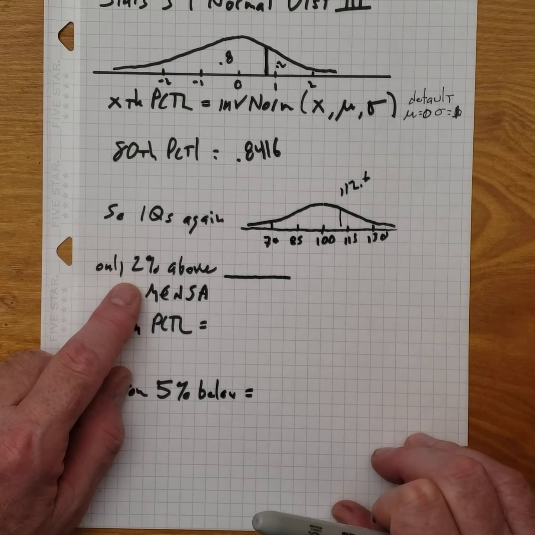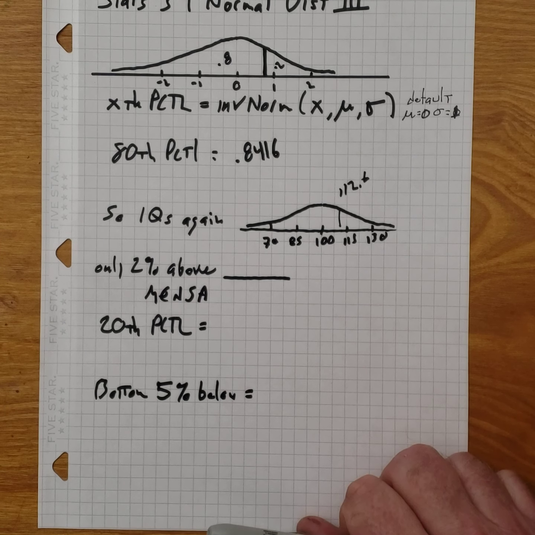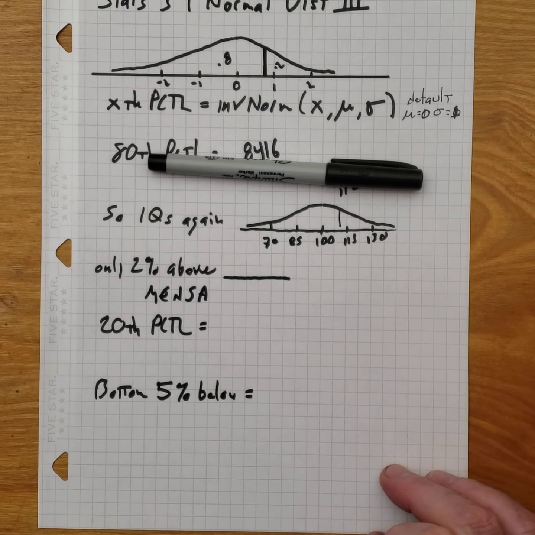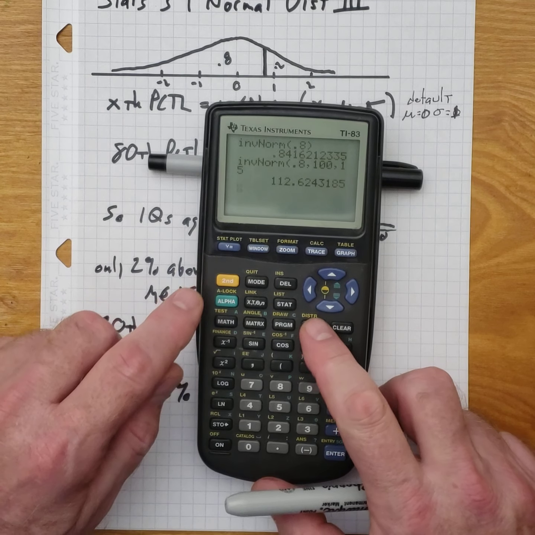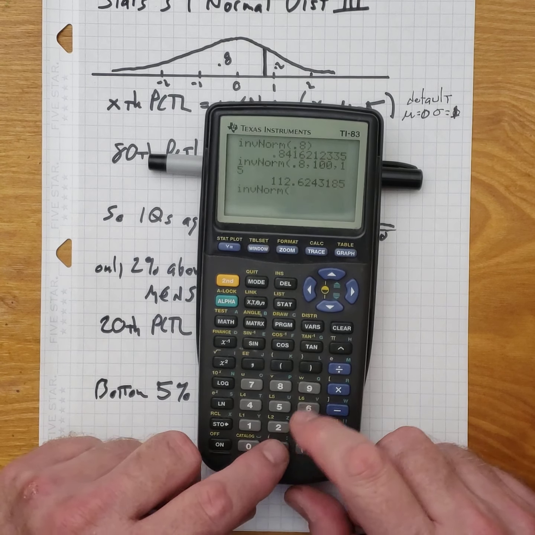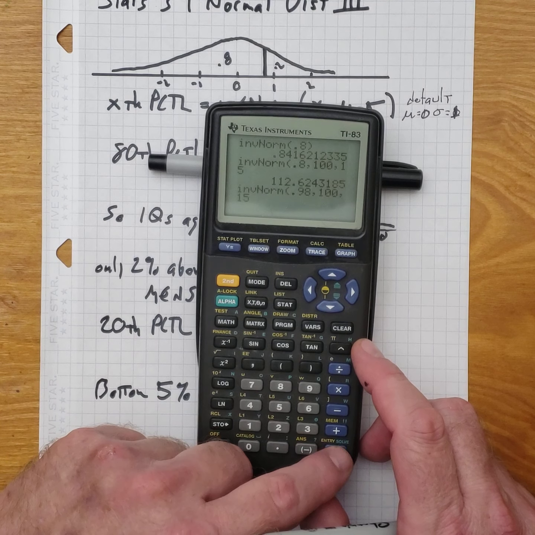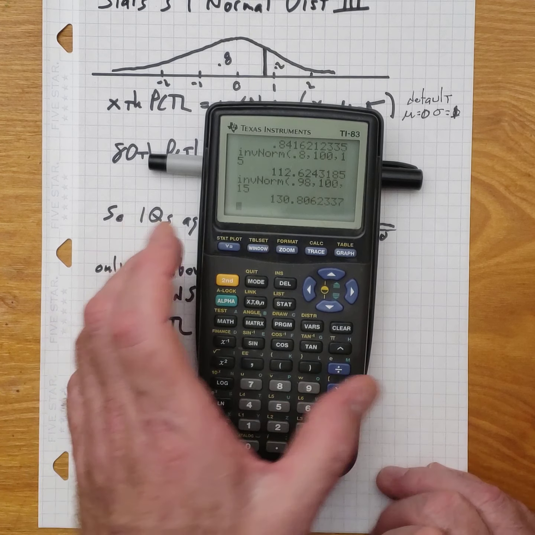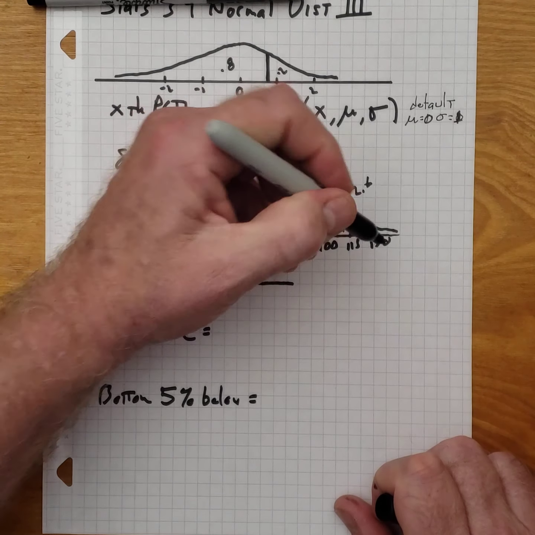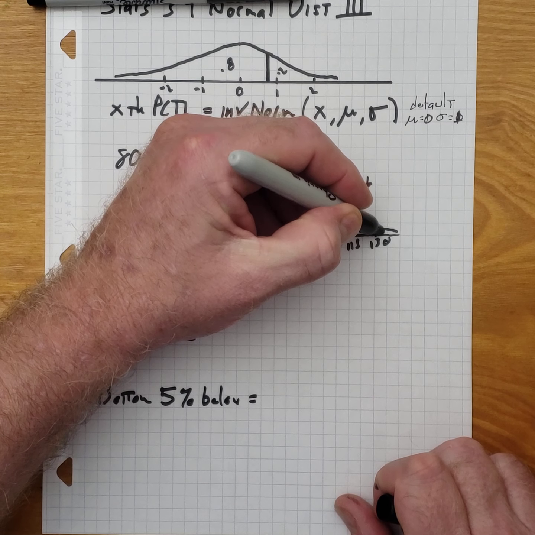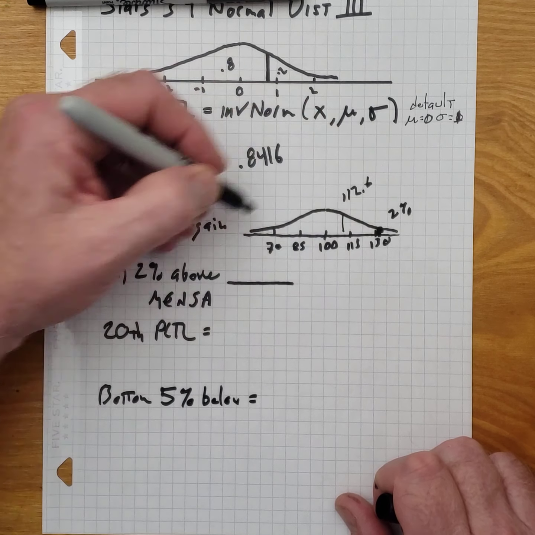But what IQ score would that be? If we're 2% above this IQ score, that leaves 98% below. So what we're looking for is the 98th percentile. And we can find that this same way. Go to our inverse norm, 0.98 for 98%, comma 100, comma 15. That would be 130.8 would leave us our 2% above. So remember, 130 was the cutoff for the gifted. So just a tiny bit above that, and that leaves only 2% above and 98% below.